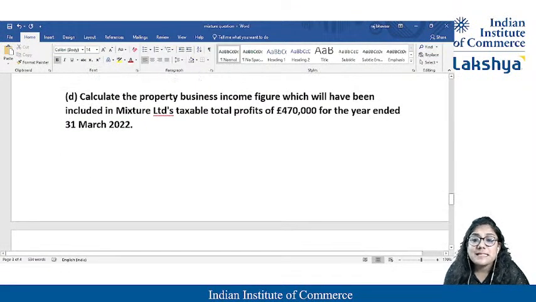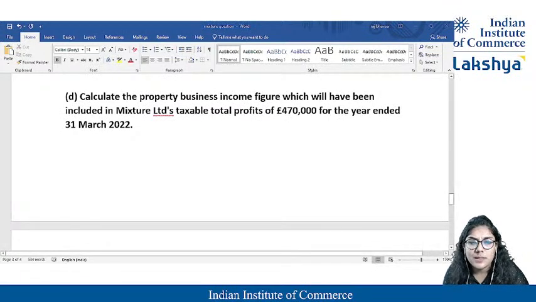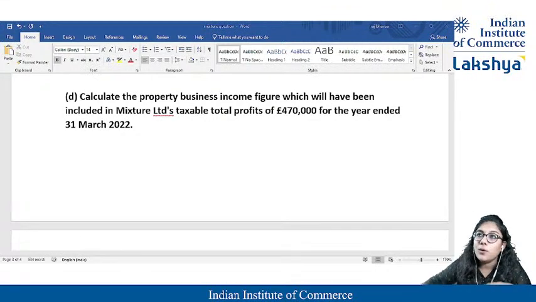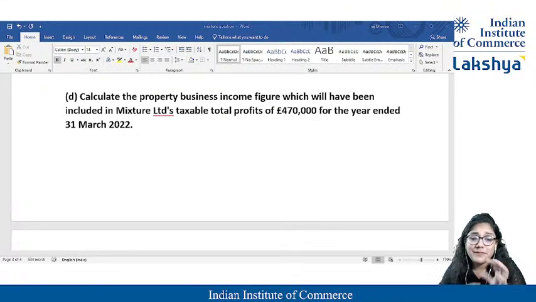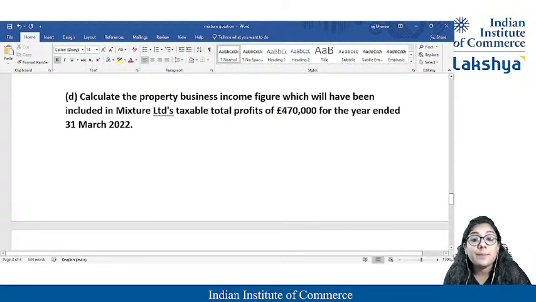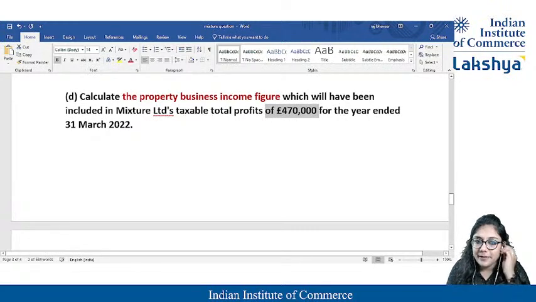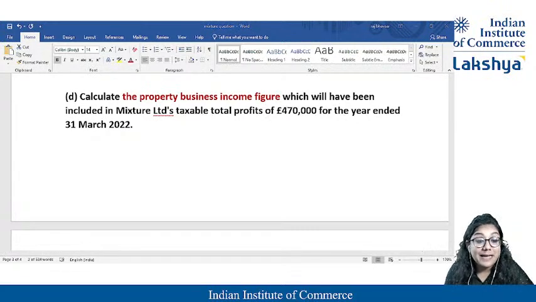Ma'am, calculate the property business, guys. What was in the property business? The whole thing was given, like I have given on rent, I'm getting rent, I'm getting some lease also. Insurance you all are paying. Calculate the business property income figure which has been included in the taxable profit, guys. So we got the profit, right, 470, which was given in the question. So in that it is all added. So we have to check whether I have added it correctly or there are some mistakes which I am supposed to rectify.